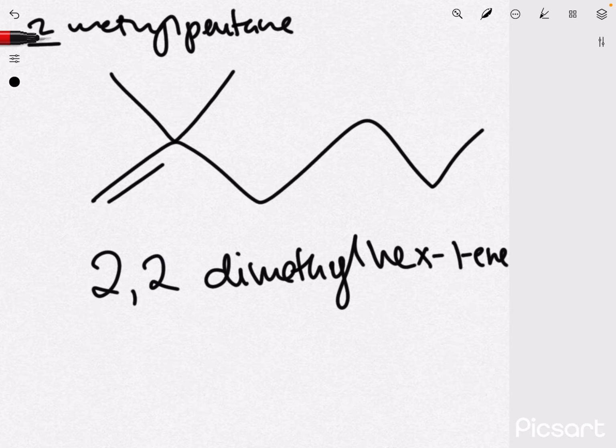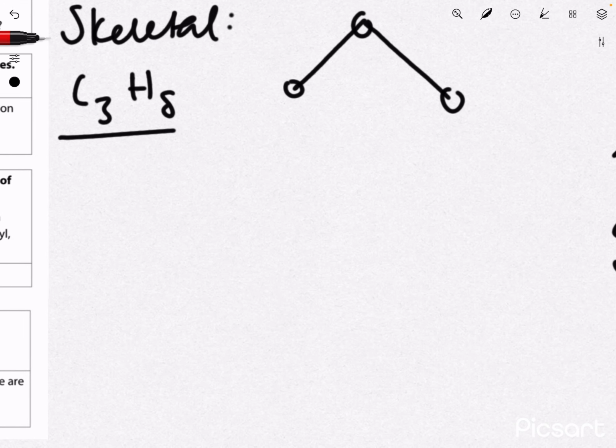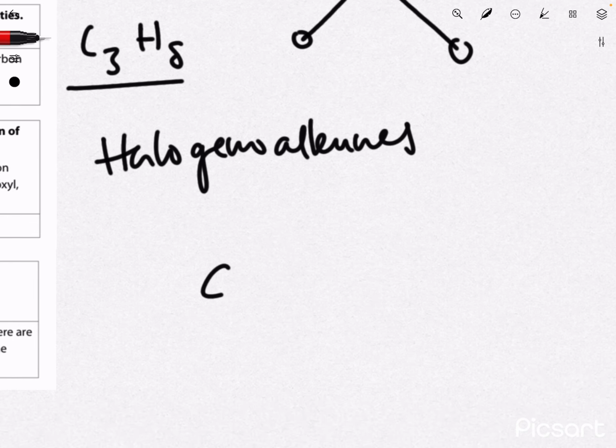Now, just taking a quick look at halogenoalkanes and how to name compounds that have halogens in them. For halogenoalkanes, your prefix comes from your halogen. So that would be fluoro for fluorine, chloro for chlorine, bromo for bromine, iodo for iodine, so on and so forth.